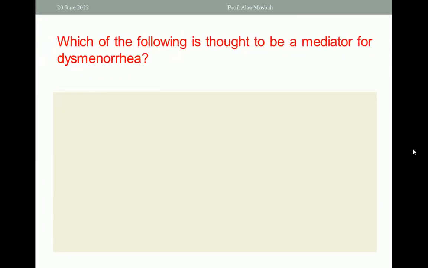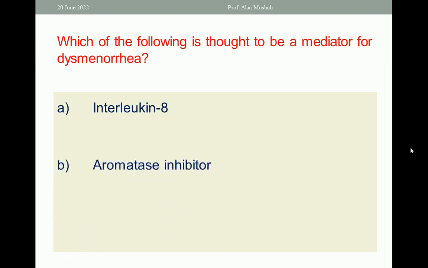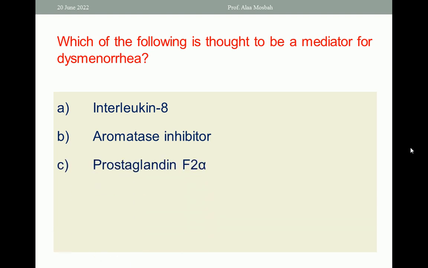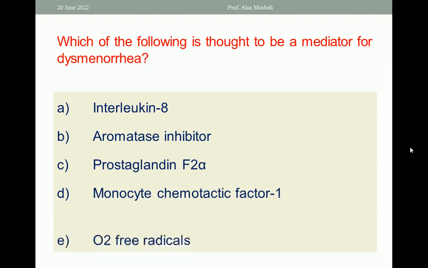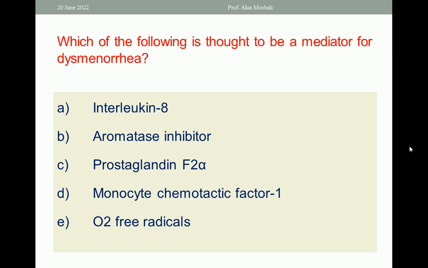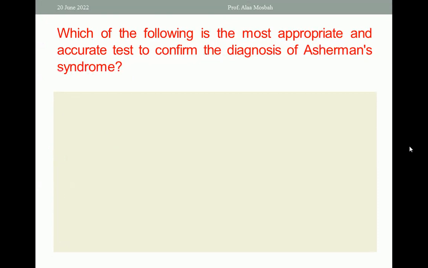Next question. Which of the following is thought to be a mediator for dysmenorrhea? A. Interleukin 8, B. Aromatase inhibitor, C. Prostaglandin F2 alpha, D. Monocyte chemotactic factor 1, E. Oxygen free radical. Please choose the one best response. The one best response here is C. Prostaglandin F2 alpha. Okay, go to the next question, please.